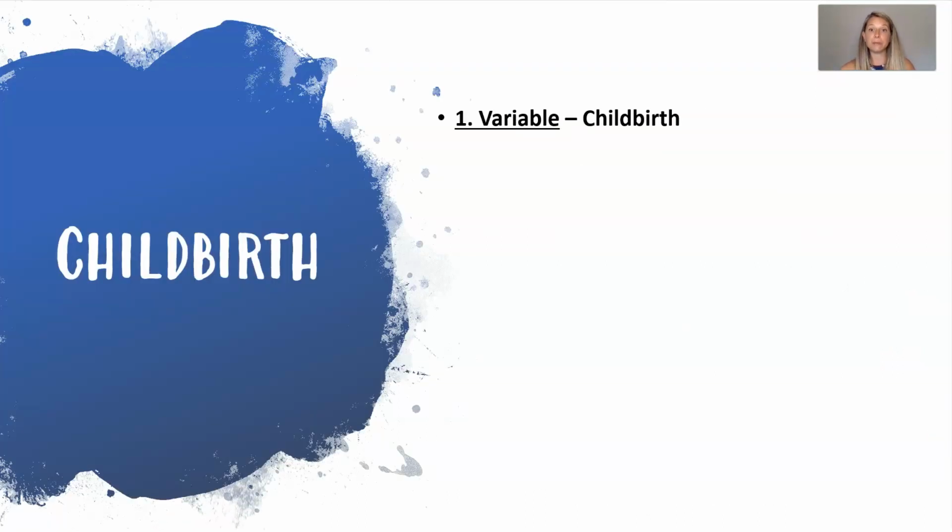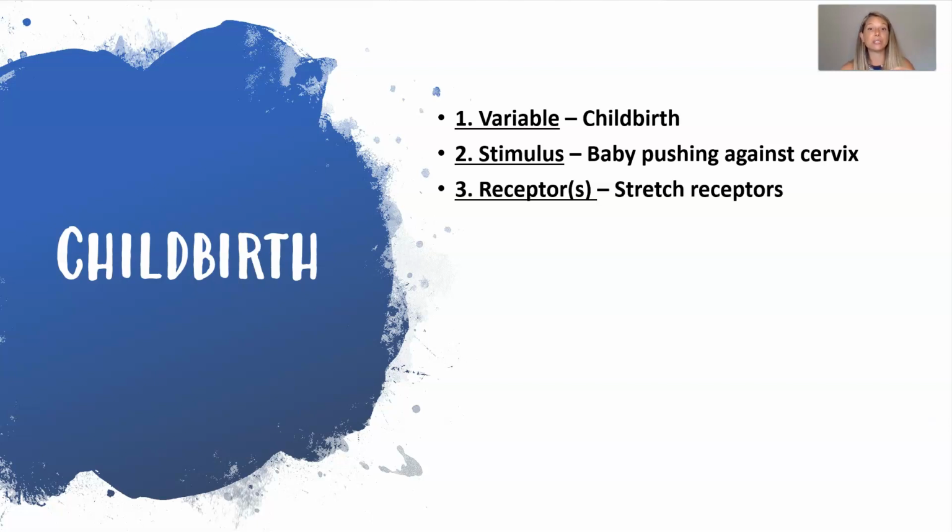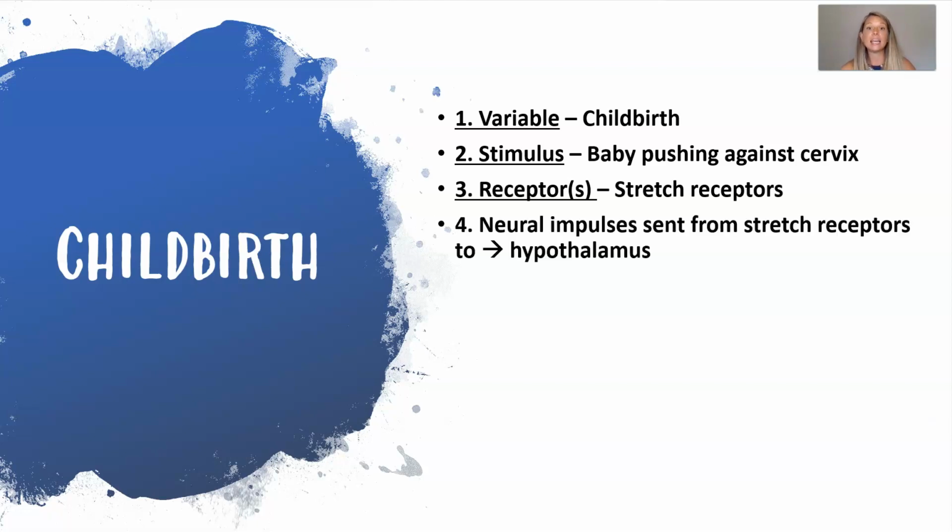Okay, so the variable here is childbirth. That's what we're trying to maintain in a sense. The original stimulus was the baby pushing against the cervix. The receptors, what sensed that change, were the stretch receptors in the cervix. Okay, the input or afferent information were those neural impulses that were sent from the stretch receptors to the hypothalamus, which once again means the hypothalamus is our control center.